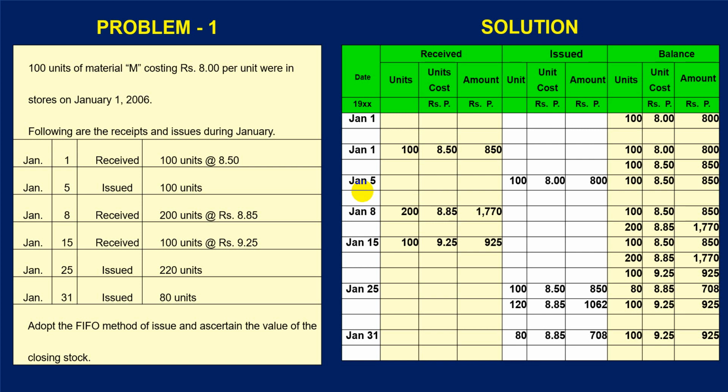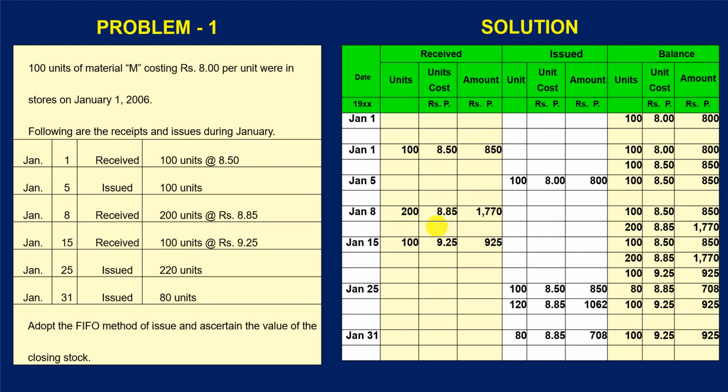Now we are going to issue 100. Now here the FIFO method starts. The first 100 at 8 rupees have to be issued. The first lot of 100 has to be issued, and then the balance of 100 units is written in the balance column. Again on the 8th we have received 200 units at 8.85 rupees. That comes to 1770. Along with the previous balance of 100 units, these 200 units are written in the balance column.